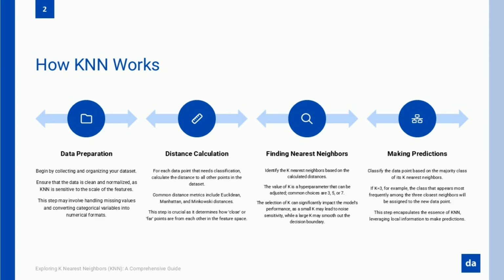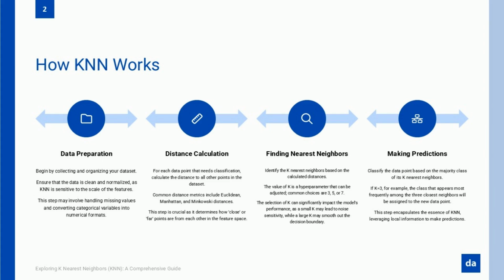Step 4, making predictions. Once we have our neighbors, the majority vote decides the final class. If 3 out of 5 nearest neighbors are cats, we predict that our mystery data point is also a cat. But here's a mind-blowing thought. KNN doesn't actually learn anything in advance. It just remembers everything and makes a decision on the spot. That's why it's called a lazy learner.